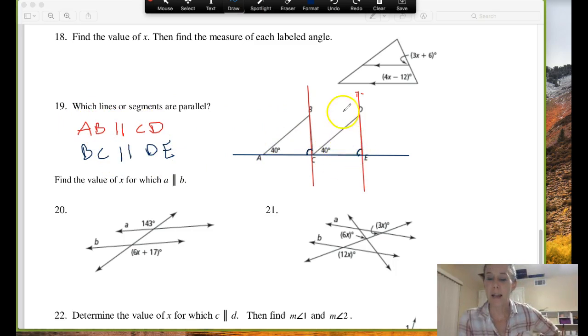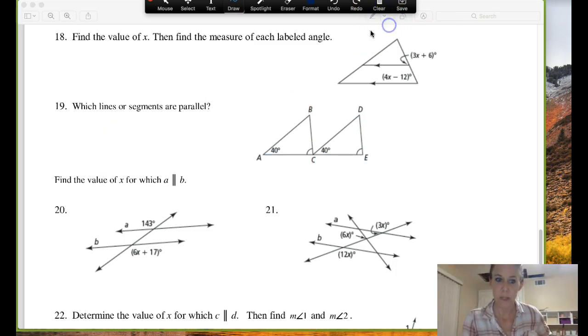If I had this same problem and those markings were missing from this set of parallel lines, I could not say that they are parallel. I can only say that two lines are parallel if I have enough information to state so. And I do, because I have corresponding angles. If these markings were gone, I could not say that these two lines are parallel. So careful, careful, careful. All right, let's look at the next one, number 20.